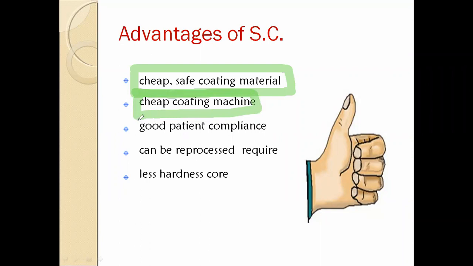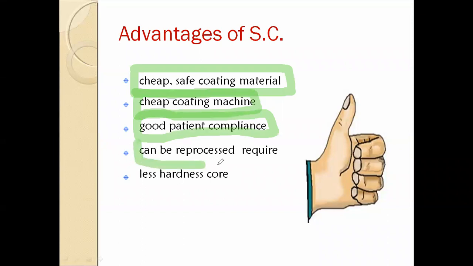Sugar coating also provides good patient compliance. As they have a more aesthetic look, they can be available in various colors, they have a glossy look as well as a shiny look. Due to which more patient compliance is achieved when you prescribe sugar coated tablets to the patient.